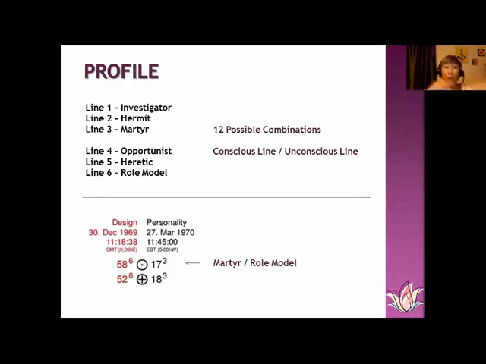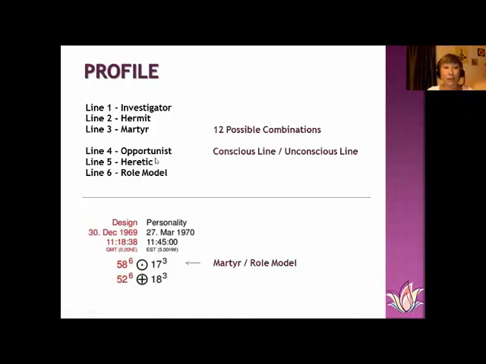So the 1, 2, and 3 is how you kind of relate to yourself. It's more concerned about the experiences of yourself or how things relate to you. 4, 5, and 6 are how things relate to you in relationship with other people. So line 4 is the foundation, like line 1 was the foundation of the lower part of the hexagram. Line 4 is the foundation of the upper part.